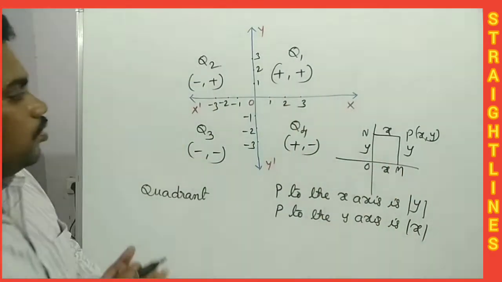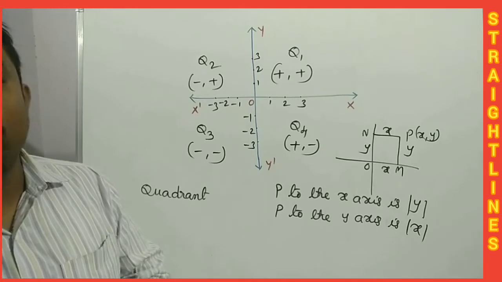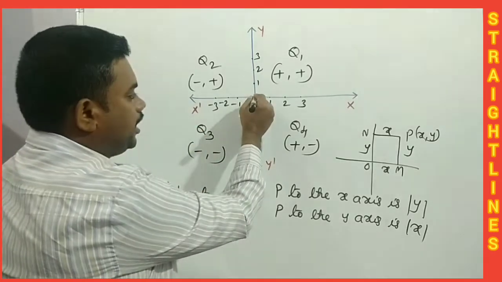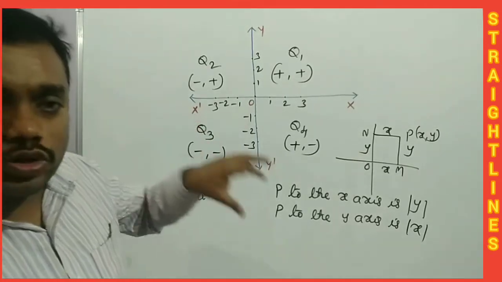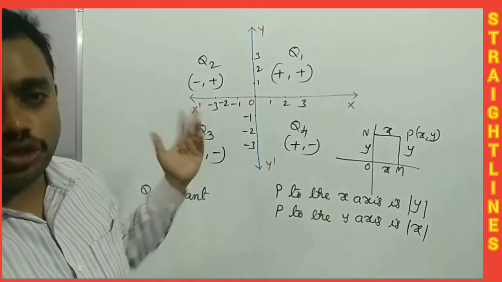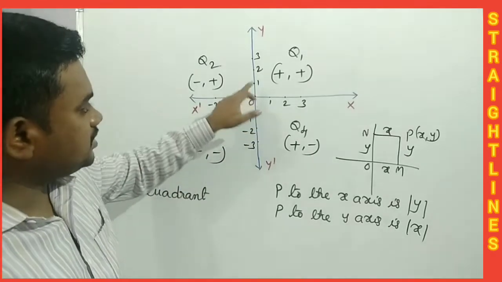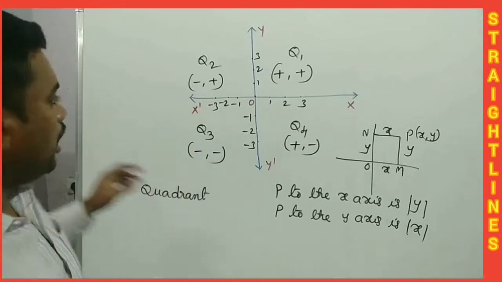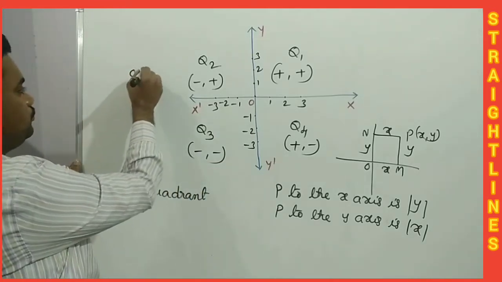Now see here, how to find the coordinates of the origin. From O to the x-axis, the distance is 0. From O to the y-axis, the distance is 0. That's why the coordinates of the origin are (0, 0).